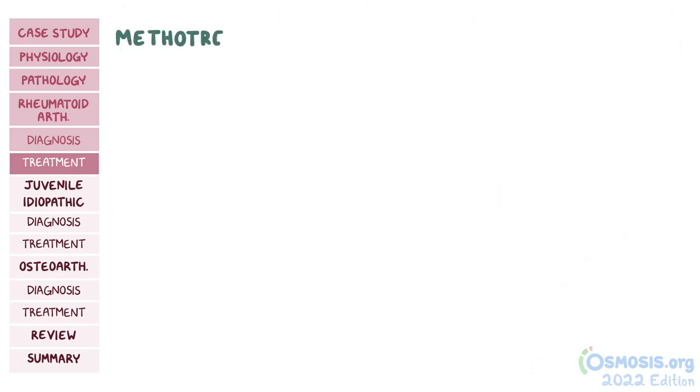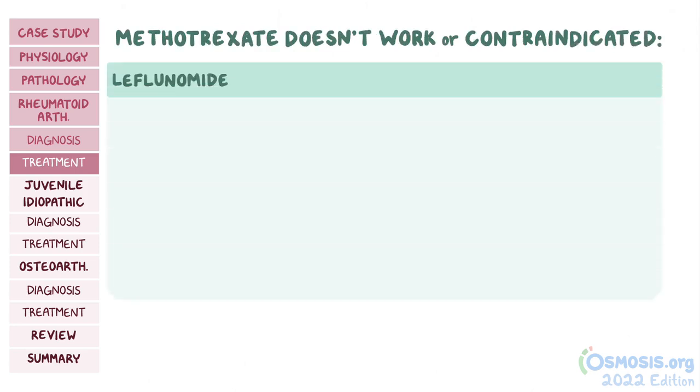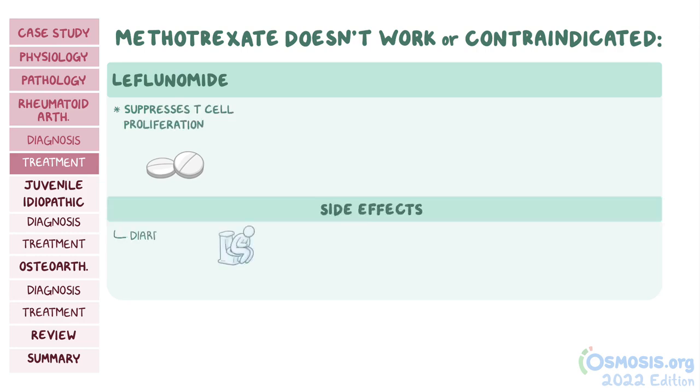When methotrexate monotherapy doesn't work or it's contraindicated, the person should take another DMARD. There's leflunomide, which reversibly inhibits dihydroorotate dehydrogenase, preventing pyrimidine synthesis, which suppresses T-cell proliferation. Some side effects include diarrhea, hypertension, hepatotoxicity, and teratogenicity.